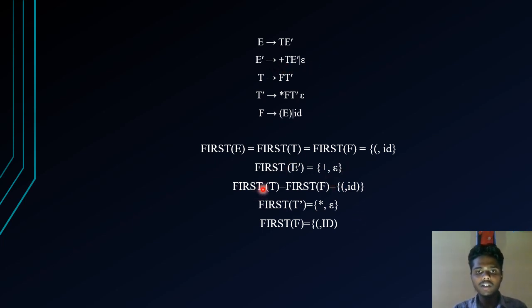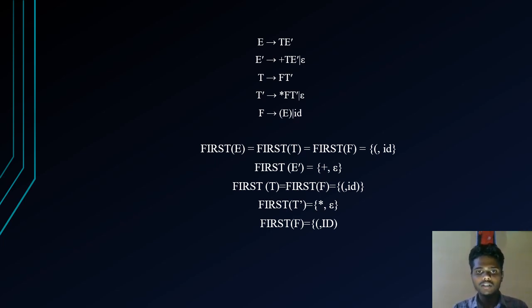Coming to first of T, that is first of T was first of F. Again, first of F is left parenthesis and id. So coming to the next one, first of T dash. First of T dash was star and epsilon. So here we return then first of F. Again we found here that first of F was left parenthesis and id. So these are the first of the given grammar.